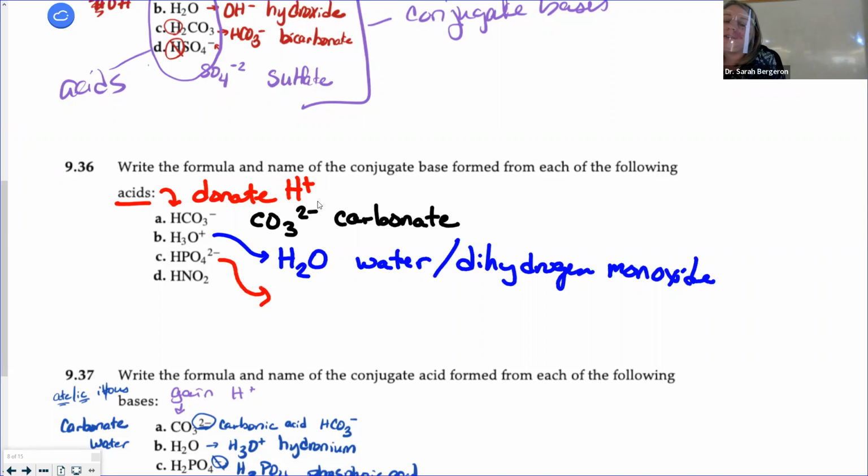HPO4 2 minus. We're going to lose a hydrogen because it's an acid, and we're going to end up with PO4. What's my charge? 3 minus. Go to your polyatomic ion table. What do you find? That's right, phosphate.